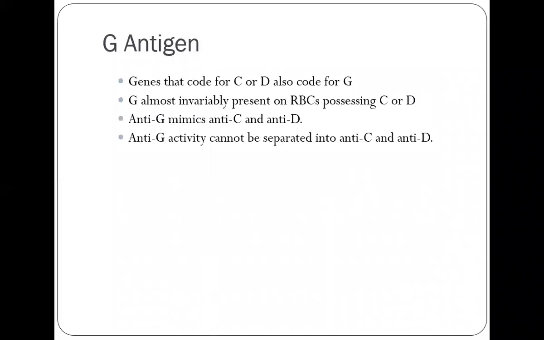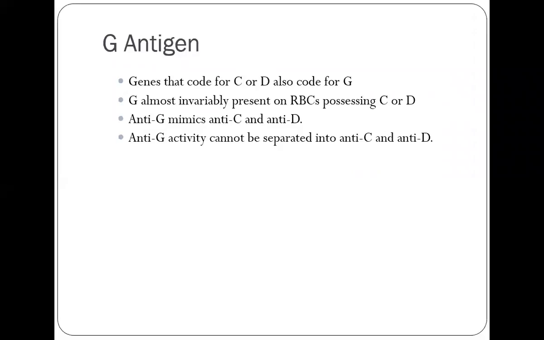So then you also have a G antigen. Genes that code for both big D and big C antigen are actually negative for the G antigen. Genes that code for big C or big D separately are also coding for big G. An anti-G mimics an anti-C and an anti-D. So we actually cannot separate out an anti-G from an anti-C and anti-D unless we use adsorption and elution studies, which we're not going to talk about right now.